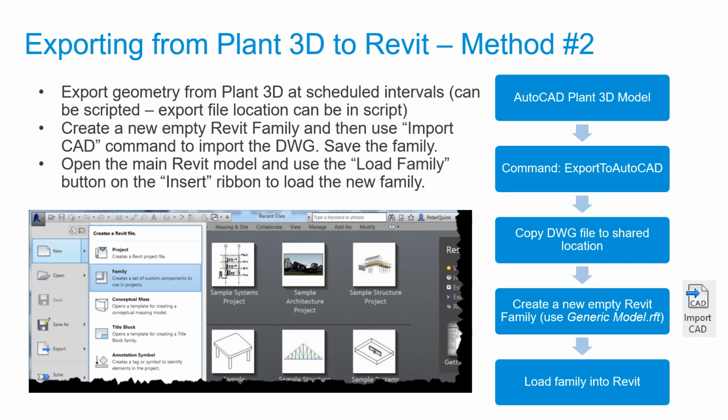Be sure to save the family, and then finally open the main Revit project model, whichever model you want to insert it into, and use the Load Family button on the Insert ribbon to load the new family. It will be available from the project browser under the generic models section. Click the node under generic models for the new family and select Create Instance to place it in your model.